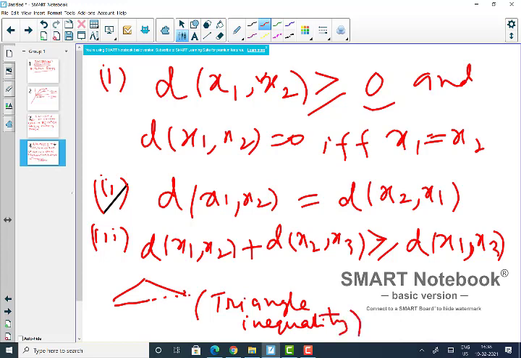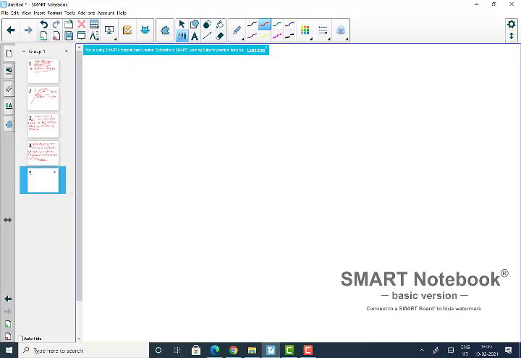So if a map satisfies these properties, then we call this map a metric. This is a generalization of the distance in an arbitrary space. And the space X with such a map is called a metric space. So we say (X, d) is a metric space.